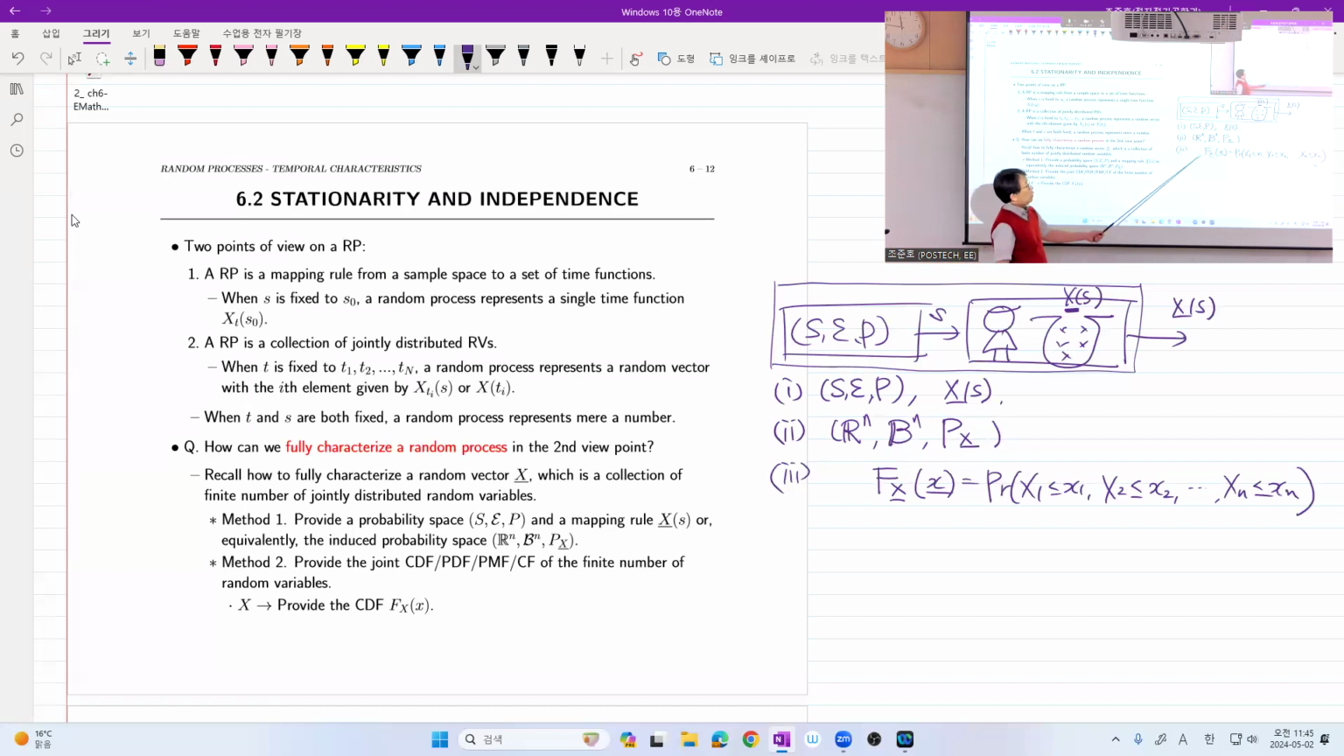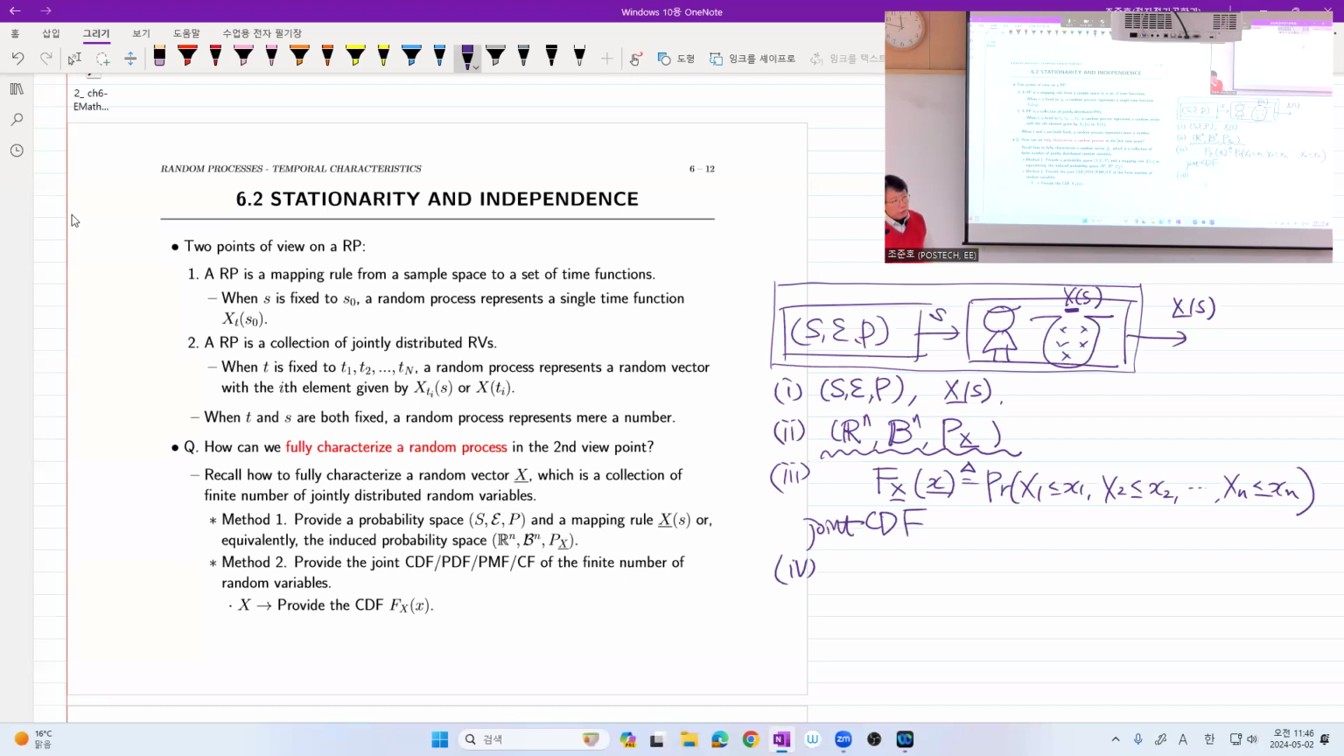you define the so-called joint CDF of this random vector, defined as what? As the probability of the event that capital X1 is less than or equal to the first entry, capital X2 is less than or equal to the second entry, something like that. And this function is equivalent to specifying this induced probability measure. That's why we love the notion of CDF. In this case, the joint CDF.